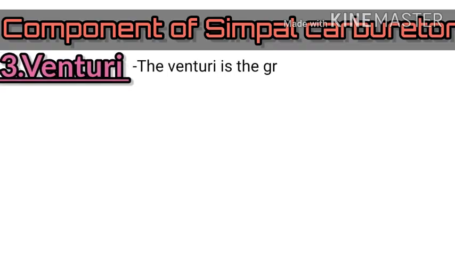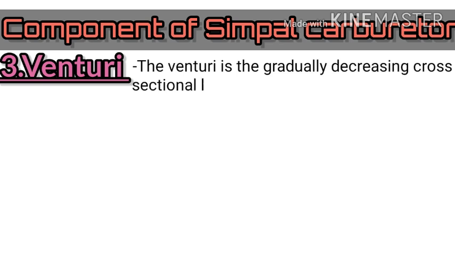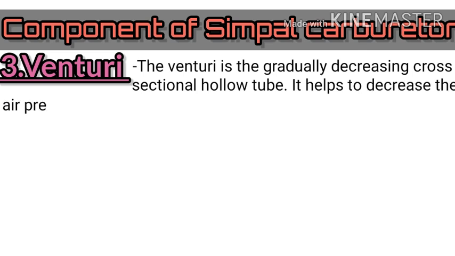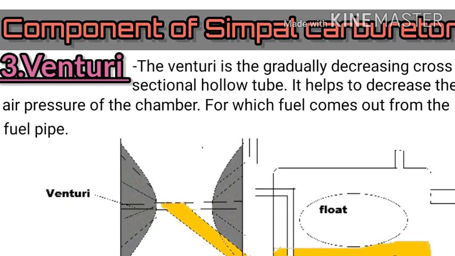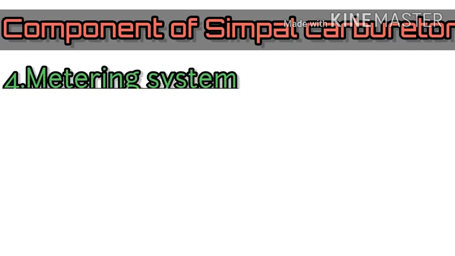Venturi: The venturi is a gradually decreasing cross-sectional hollow tube. It helps to decrease the air pressure of the chamber, due to which fuel comes out from the fuel pipe.